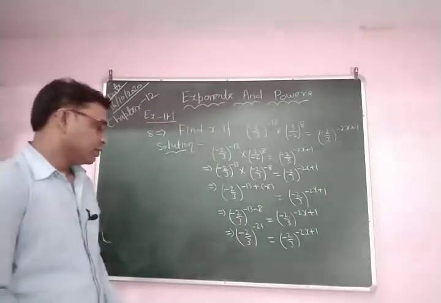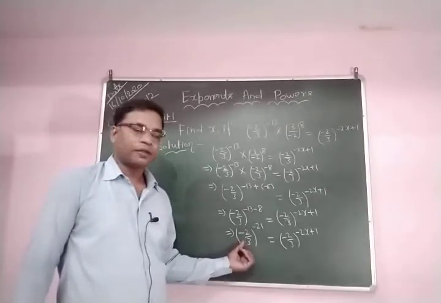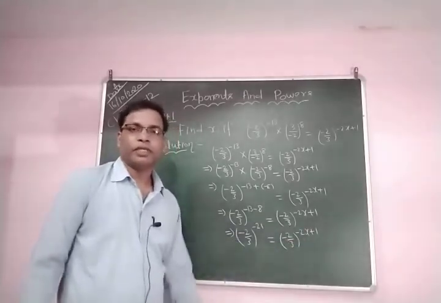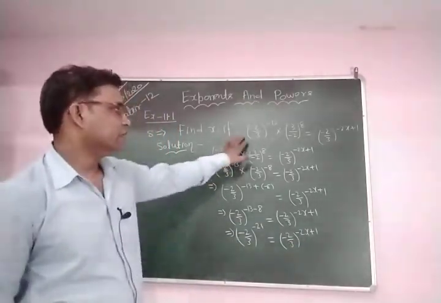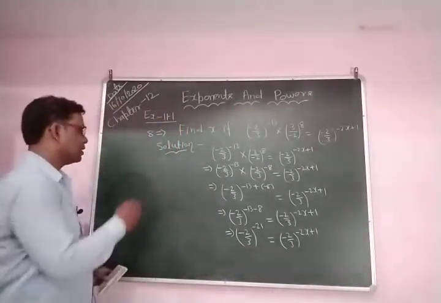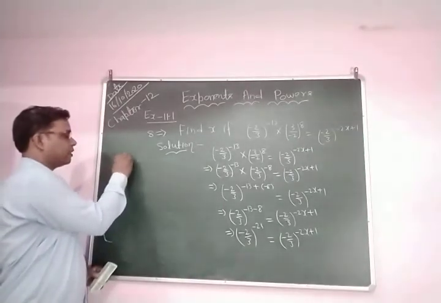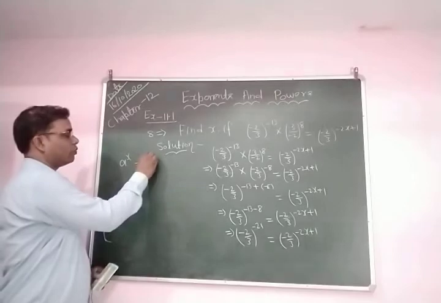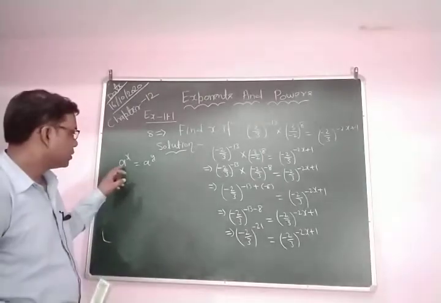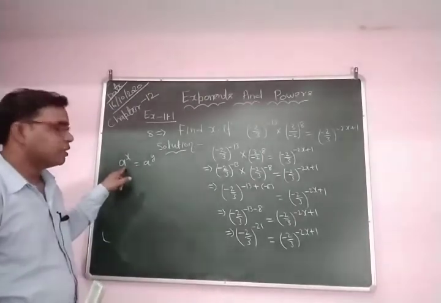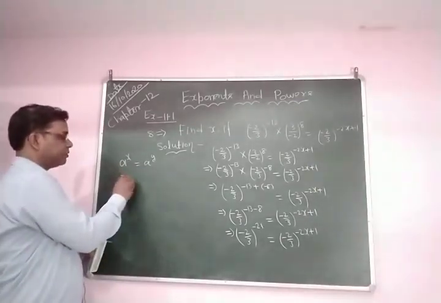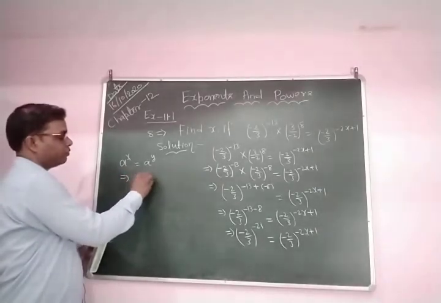Clear? So in this way you can see minus 2 by 3 whole power minus 21 and minus 2 by 3 power minus 2x plus 1. Here you need to find the value of x. This question is given. So here you can see this law of exponents: if a to the power x is equal to a to the power y, it means that this is the case of equality, and the bases are the same, then the powers are equal. So this implies that x is equal to y.